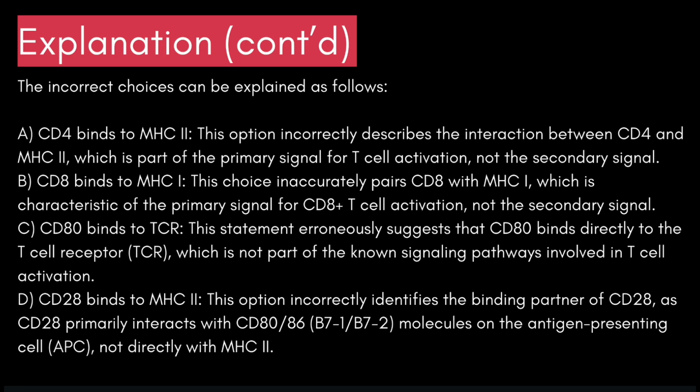CD80 binds to TCR. This statement erroneously suggests that CD80 binds directly to the T cell receptor, which is not part of the known signaling pathways involved in T cell activation. CD28 binds to MHC2. This option incorrectly identifies the binding partner of CD28, as CD28 primarily interacts with CD80, CD86, known as B71 and B72 molecules on the antigen presenting cell, not directly with MHC2. Let's go ahead and move on to the next question.